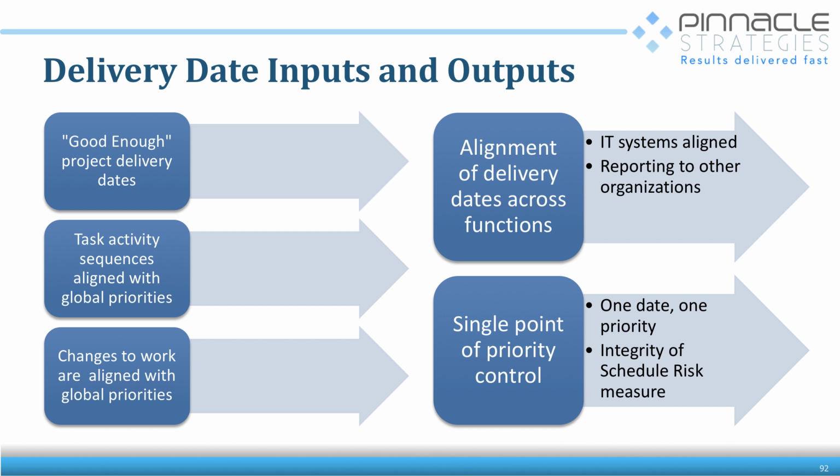So what we're doing is we're taking our good enough dates, our task activity sequences that are aligned. We're taking our changes, our change management process, and we're bringing it into this date management process. And as a result, what we're going to get is everything in the IT systems, all our IT, ERP, project management systems all have the same information. And all of our reporting is also unified. We get a single point of priority control.